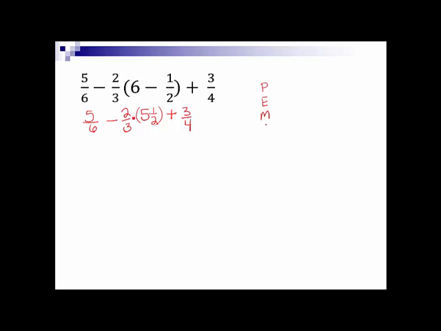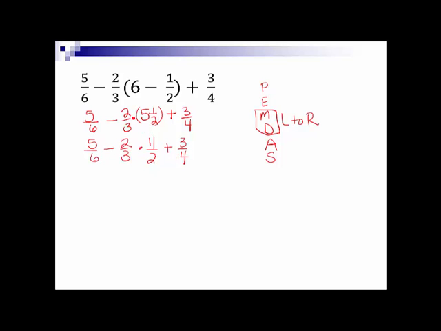Next, I say, do I have any exponents? Well, I don't. So then I follow it up with multiplication and division. But I need to remember my multiplication and division happens left to right. So here I look, I say, oh, well, all I have is multiplication. So I need to take care of that multiplication. If I'm going to multiply, I need to first rewrite my mixed number as an improper fraction. So I have 5/6 minus 2/3 times 5 and a half. 2 times 5 is 10 and 1 is 11. That becomes 11/2 plus 3/4.